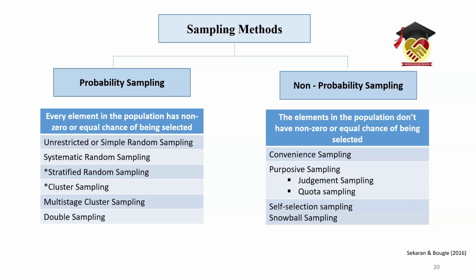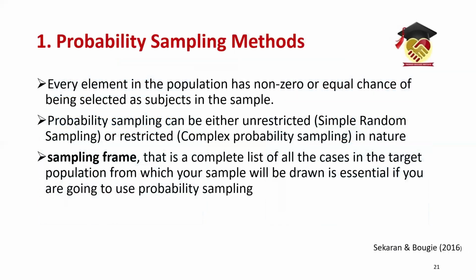So I will be explaining now one by one. All these 10 will be explained: 6 probability sampling methods, and 5 or 4 non-probability sampling methods. In probability sampling methods, each and every unit has an equal chance of being selected.